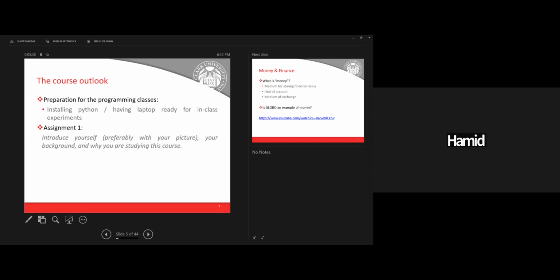For the class experiments, we not only use Python, we use other programming languages, but at least have Python ready and have a laptop that is ready to use. Do we have charging ports here? Yeah. Okay. So this is a 3 hour course. I'm not sure if your laptop batteries could survive, but we have some charging points in the class.